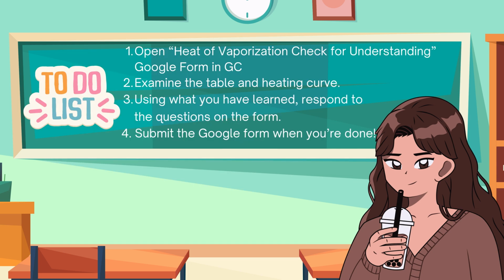Remember your to-do list. 1. Open heat of vaporization check for understanding Google form in Google Classroom. 2. Examine the table and heating curve. 3. Using what you've learned, respond to the questions on the form. 4. Submit the Google form when you're done.